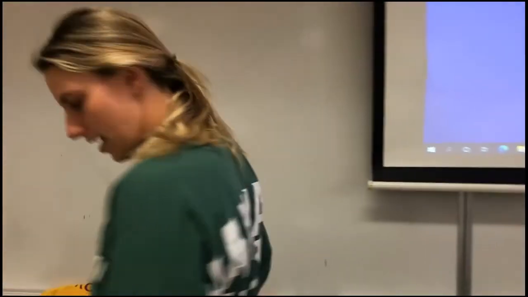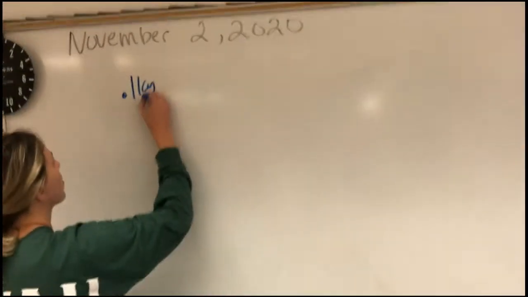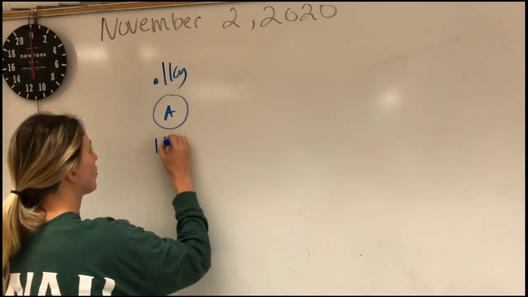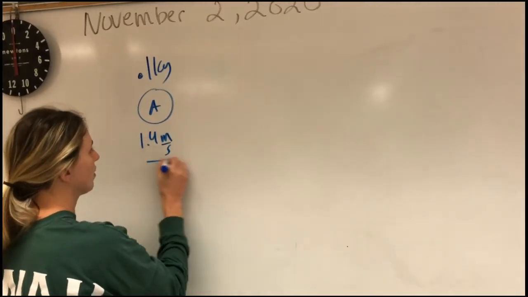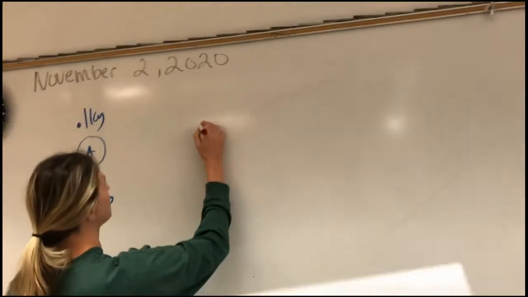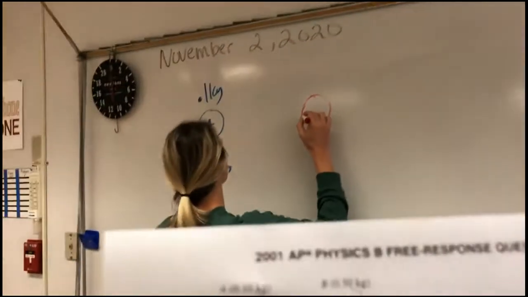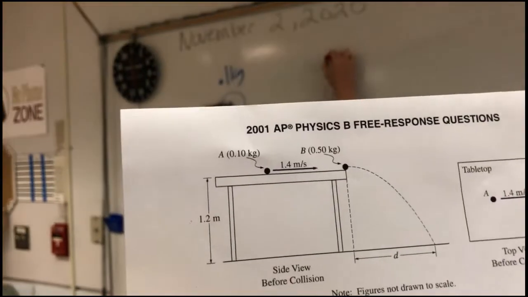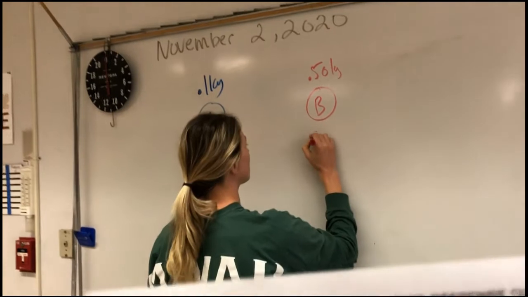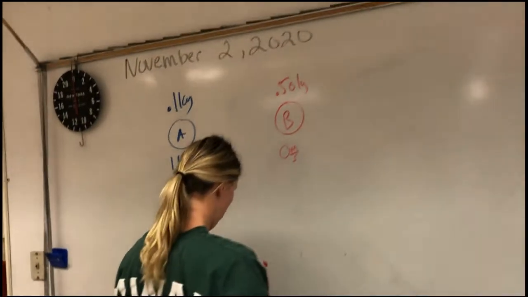Okay, what was the mass of the first ball? 0.10 kilograms. And how fast was it going? 1.4 meters per second. That's before the collision. And this one is just sitting there, it's 0.50 kilograms. Velocity is 0.